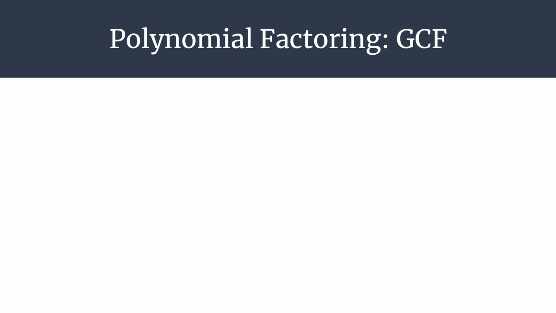Here's a quick review on factoring polynomials using the GCF method, or the greatest common factor method. So we're going to review this method, factoring the polynomial y equals x cubed minus 4x squared plus 3x. So GCF is pretty basic. You're simply looking for something that all your terms have in common. In this case, it's an x.